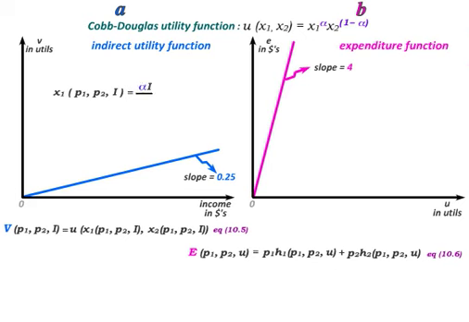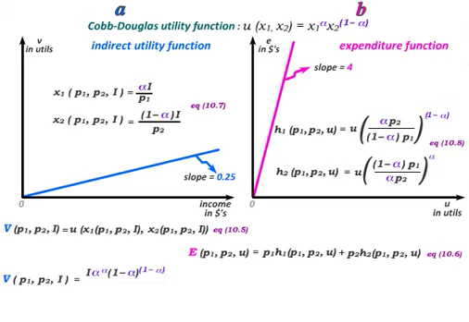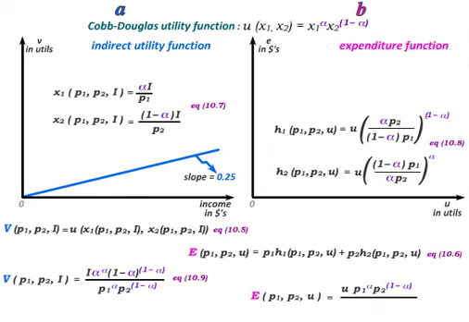We can illustrate what's happening in both sides of our graph by using an example of a Cobb-Douglas utility function, x1 to the alpha, x2 to the 1 minus alpha. We can set up the utility maximization problem for a consumer with that utility function and derive the uncompensated demand functions for x1 and x2, which are given here as equation 10.7. It is those equations that we plug in for x1 and x2 in the Cobb-Douglas utility function to derive the indirect utility function given in equation 10.9.